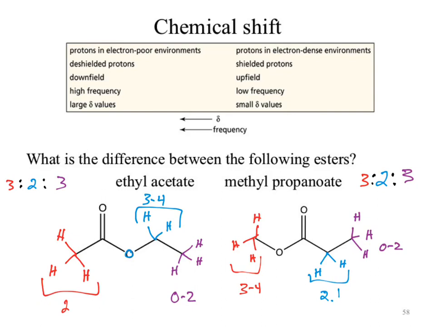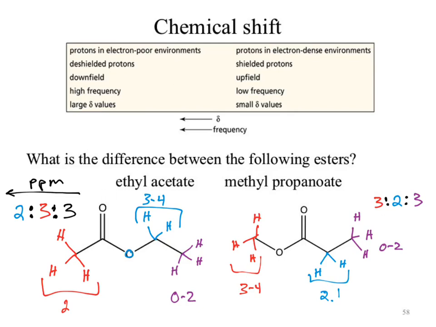Which one shows up furthest downfield for the left structure? So I would see a 2 followed by a 3 followed by a 3. That would be my integration ratio with respect to our ppms. If I move over to the rightmost structure, what do I have? A 3 to 2 to 3. Do you see a difference now in your integrations?